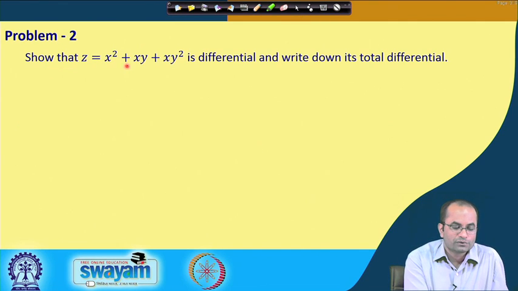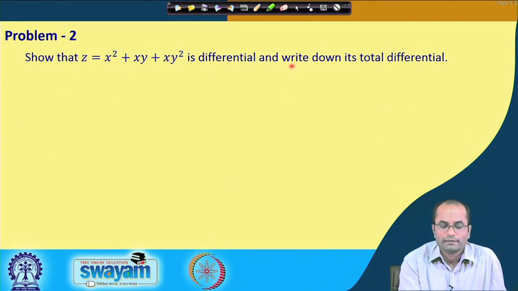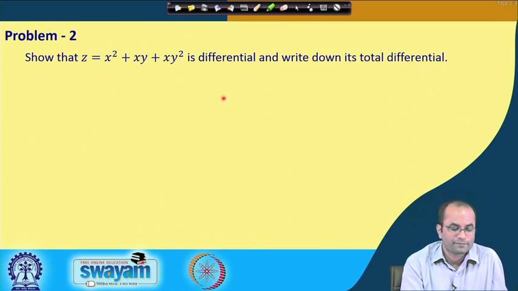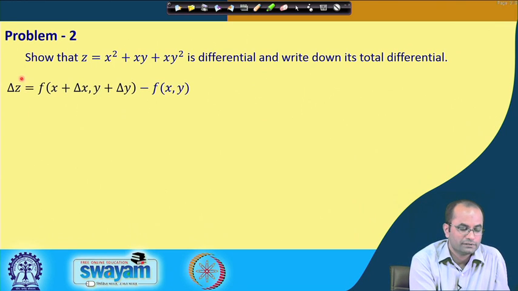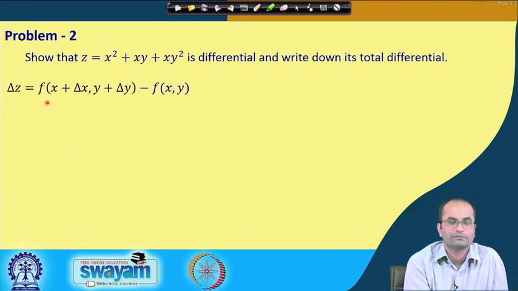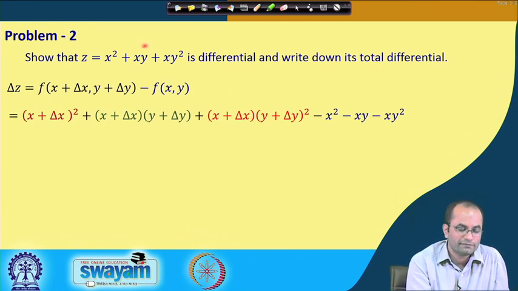Another problem: we will show now that this is differentiable and write down its total differential. To show the differentiability, we will use the basic definition of expressing delta z in terms of a, b and epsilon 1, epsilon 2. So, this delta z is nothing but this difference here.